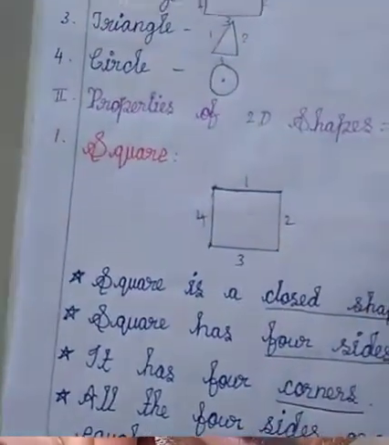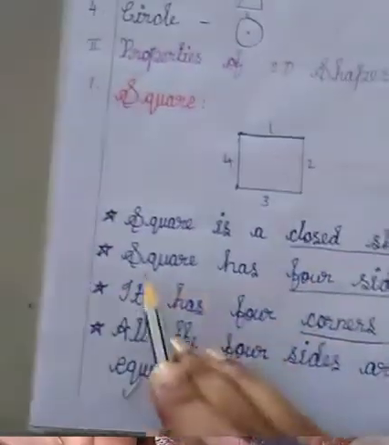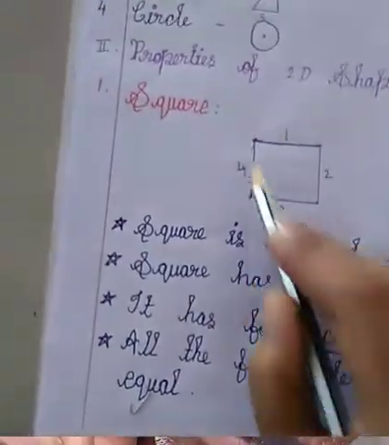I am once again recalling the points. You listen carefully. Square is a closed shape. Square has four sides.